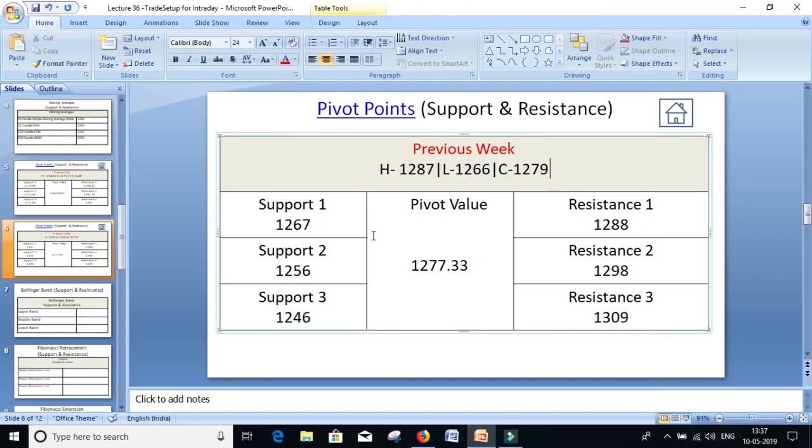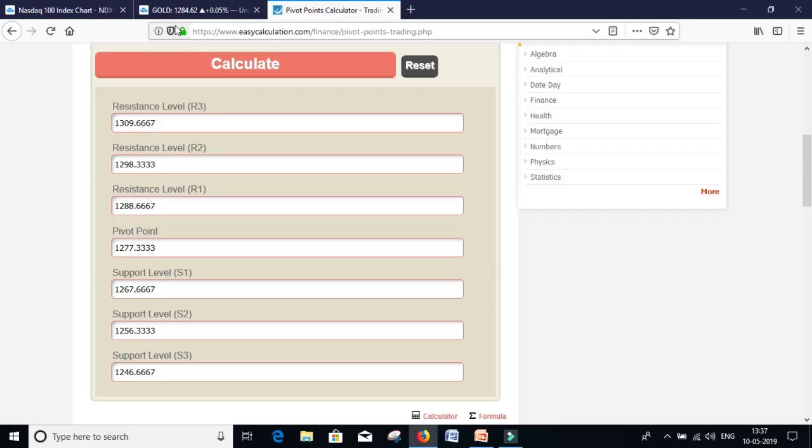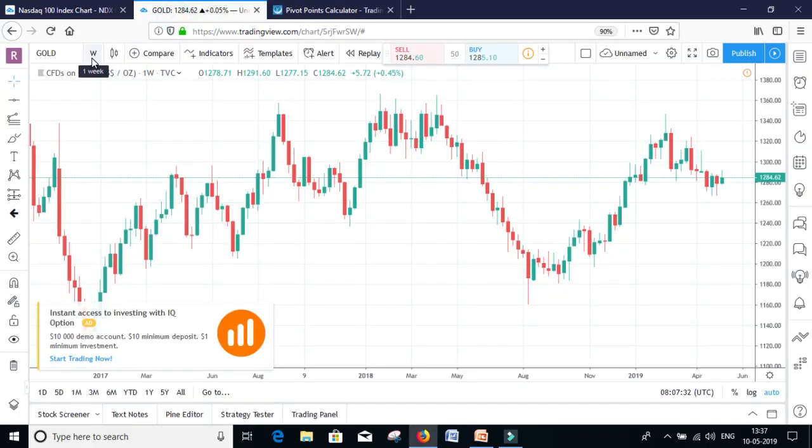Now we calculate the pivot point on the previous week basis. We have to change the time frames. Over here we adopt the weekly, and this is the current week, so we have to take the previous week. The previous week high is 1287, the previous low is 1266 and the close is 1279.